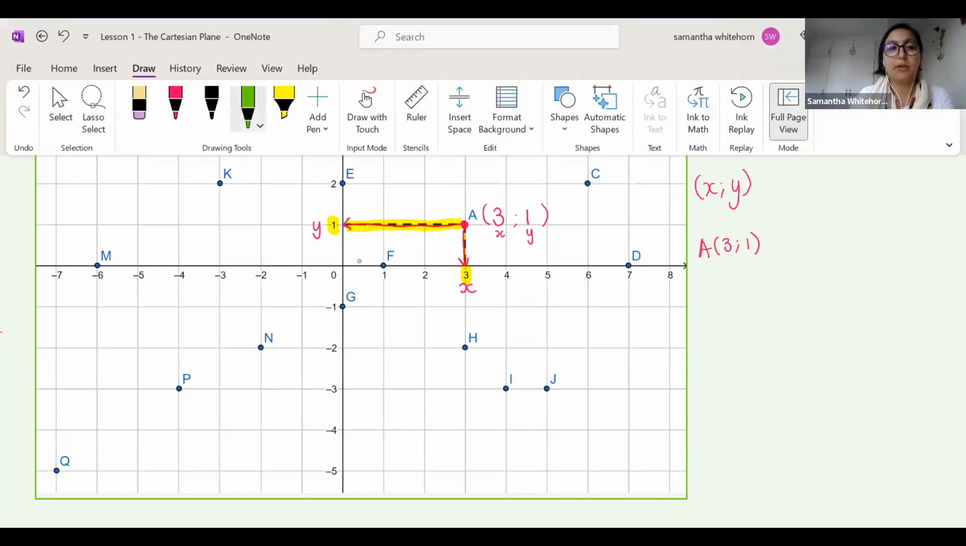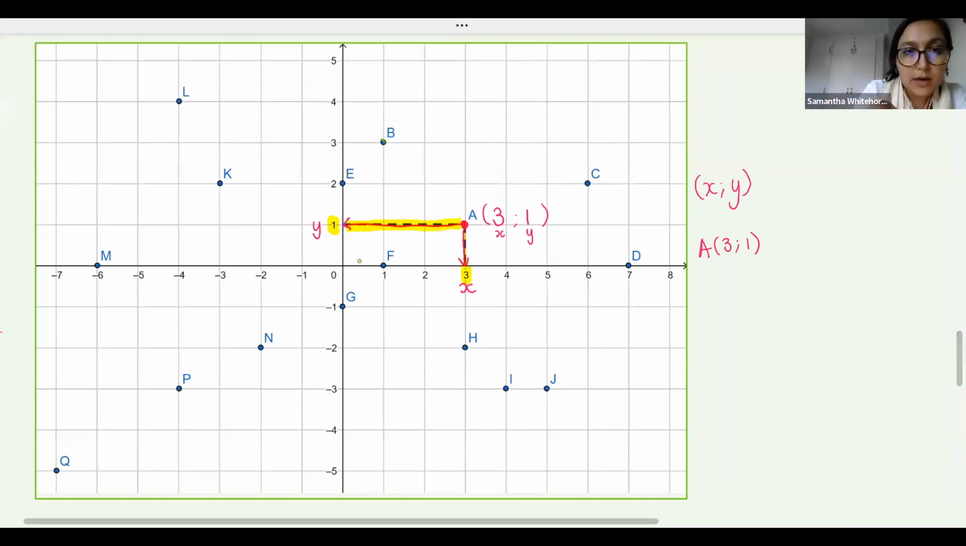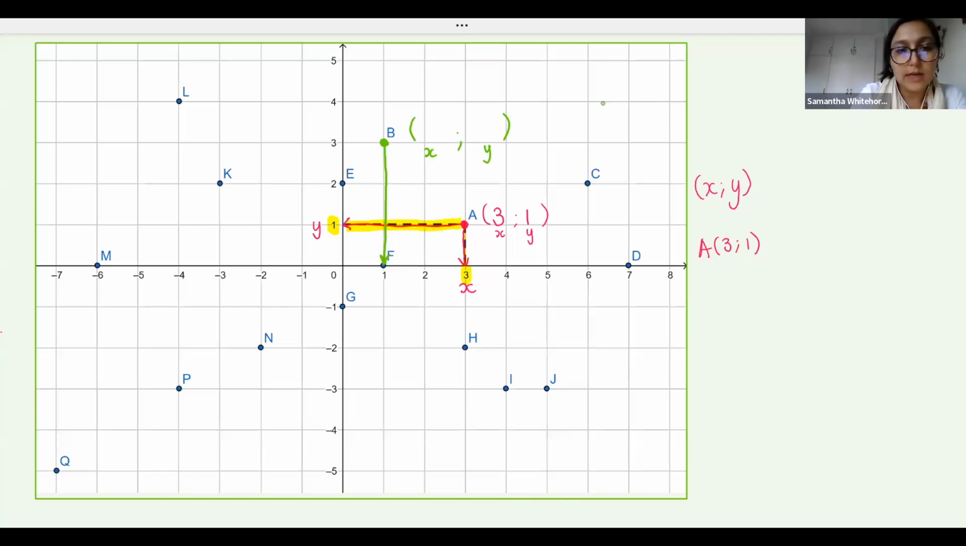All right, so guys, if we go and have a look at point B. So point B, I'm going to do in green. Here we are up at point B. We want to get an X, and then we want to get a Y coordinate. So let's read it off together. If we go down to our X axis, we can get our X coordinate. We can see that's 1. And then if we read across to our Y axis, we can get our Y coordinate, which we can see is 3.